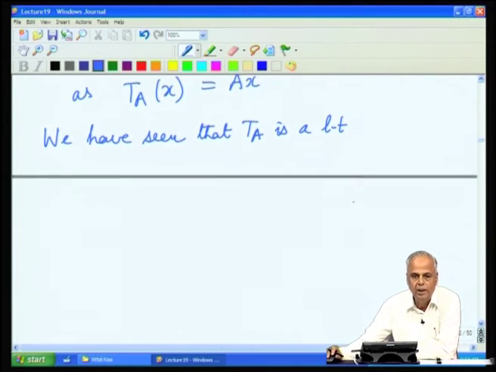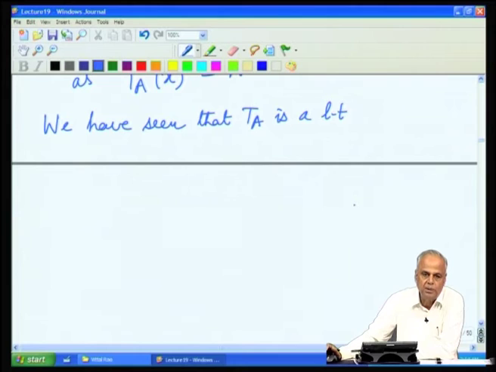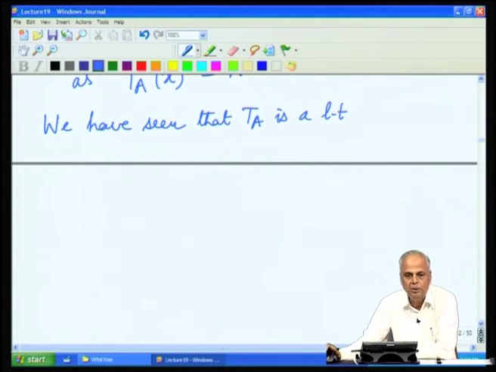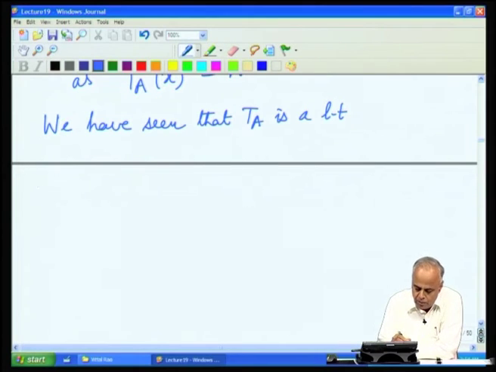Now, once we have a linear transformation, we want to know what is its null space, what is its dimension, what is the range space and what is its dimension. So, let us look at the null space of Ta.